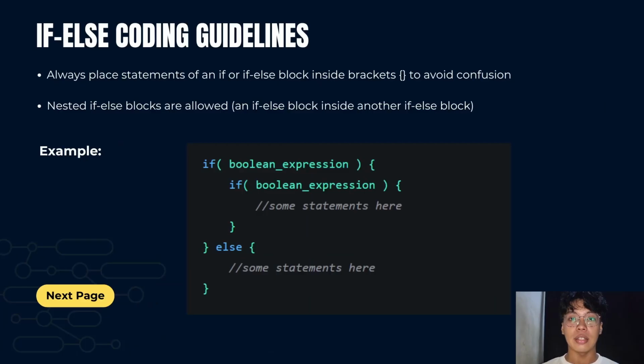If-else coding guidelines. Always place statements of an if or if-else block inside brackets to avoid confusion. Nested if-else blocks are allowed: an if-else block inside another if-else block. So what this means is that you should always use curly brackets even if you only have one line of code. This avoids confusion later. You can nest if-else statements, meaning put one inside another, but keep it clean. Too much nesting can make your code messy and hard to follow.